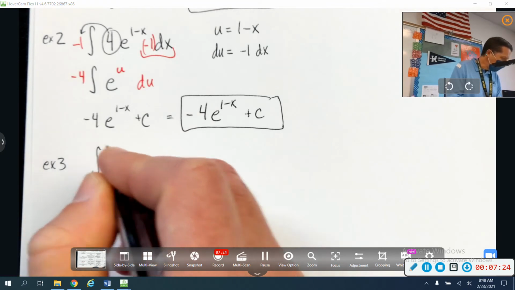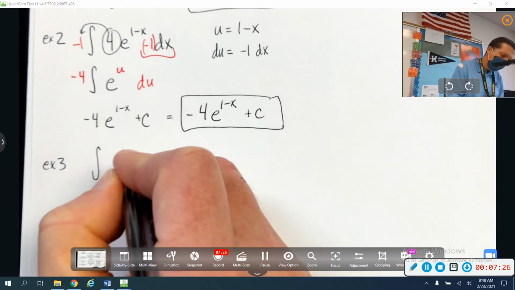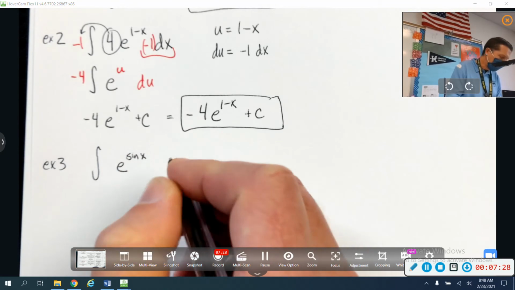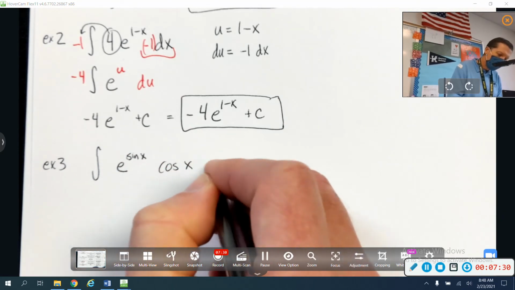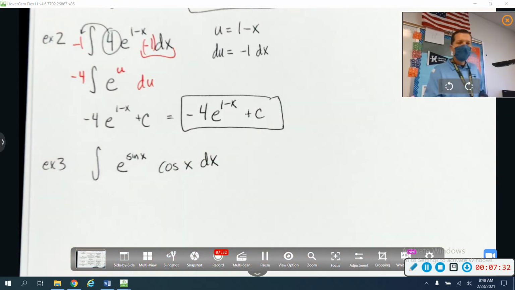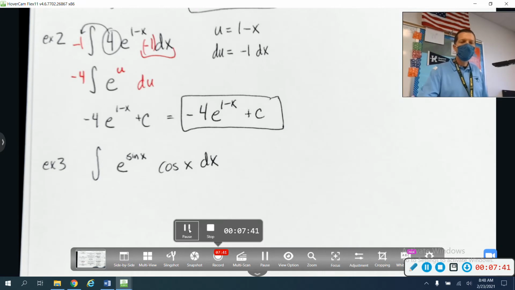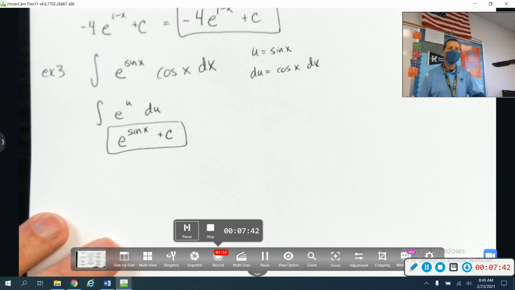So let's do one more that's relatively straightforward, and then we'll start throwing curveballs in the mix. So you try that one. Antiderivative of e to the sine x cosine x dx. Straightforward.